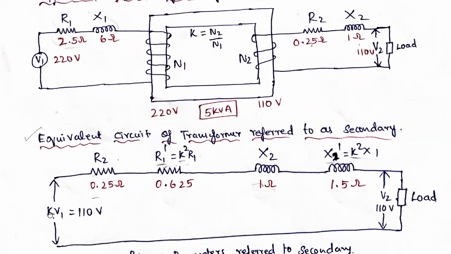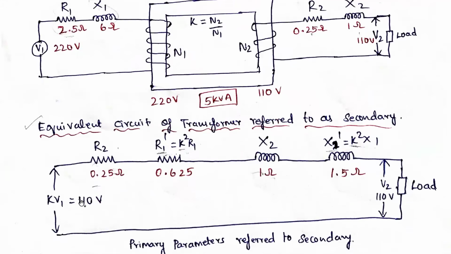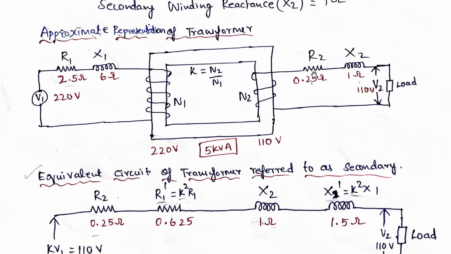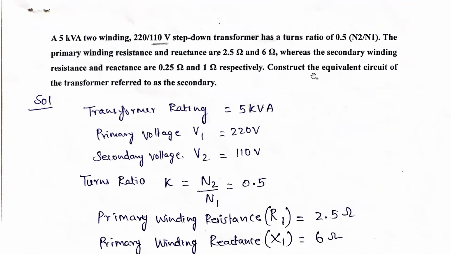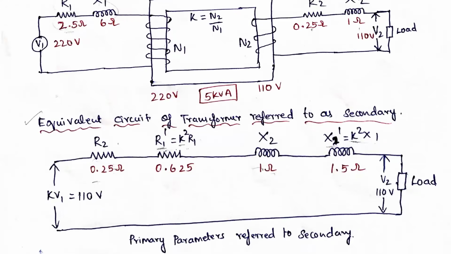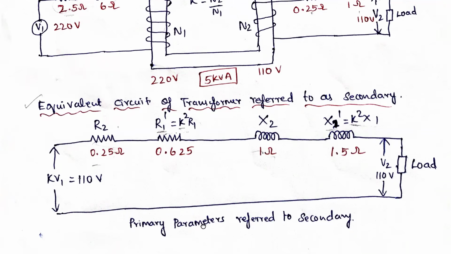Now this side is K into V1. Okay, this is the K into V1. So K is 0.5 into V1 is 220. So if you multiply, you will get 110 volts. So this is the equivalent circuit of the transformer, that is, primary parameters referred to secondary. Because in the problem it is given as: draw the equivalent circuit of the transformer referred to second. So with respect to primary only, we are referring to second, so that means it is the diagram of primary parameters referred to secondary. That means the equivalent circuit of the transformer.